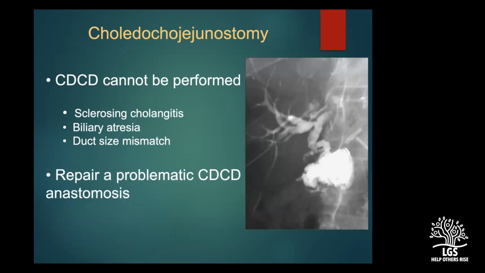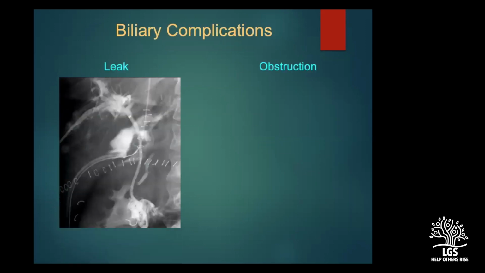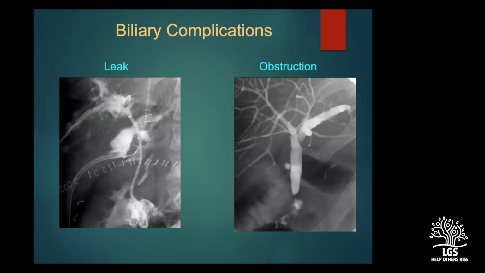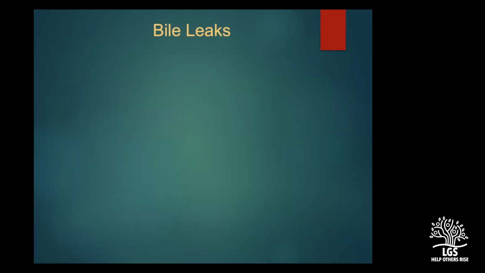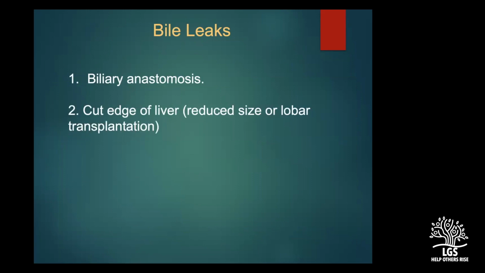That's when the HEPJ is performed. And biliary complications, again, in terms of the leak versus obstruction, how we manage a leak, how we manage an obstruction, I'll demonstrate in the next couple of slides. The bile leaks, usually it's either from the biliary anastomotic site or from the cut edge of the liver because of the reduced size or the lobar transplantation.